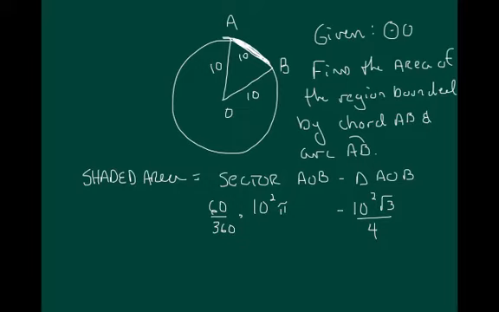Now, how did I know that angle AOB was 60? Well, of course it has to be, because this is an equilateral triangle. So, if that's a 60-degree angle, then AB is a 60-degree arc, and as you recall, the formula for the area of a sector is arc measure over 360 times pi r squared. All right, so that's going to simplify to 50 pi over 3 minus 25 root 3.